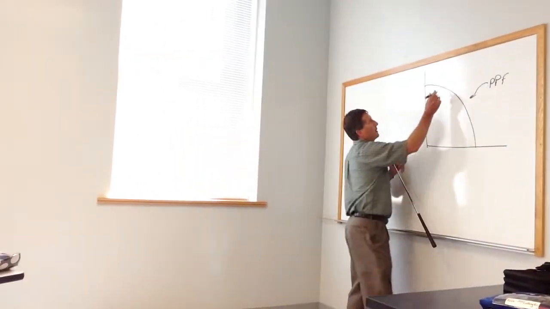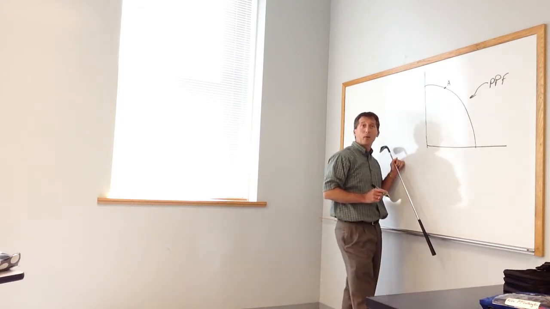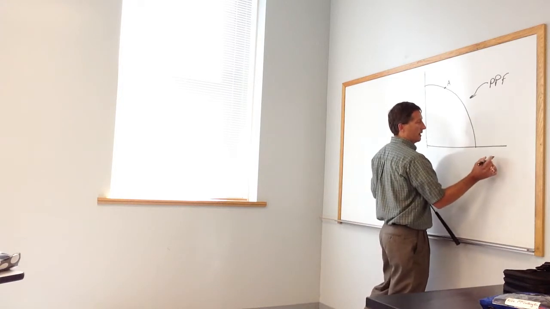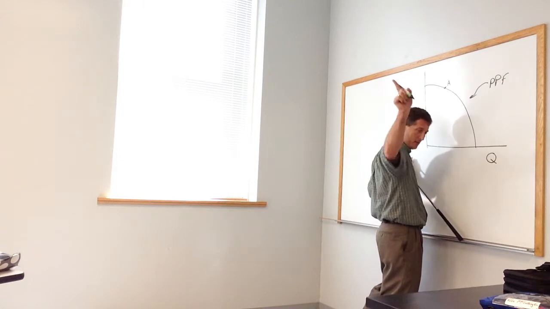And so if I'm thinking about the economy operating at point A, and I want to think about the opportunity cost of our goods, if this is, I don't know, quantity of, what?